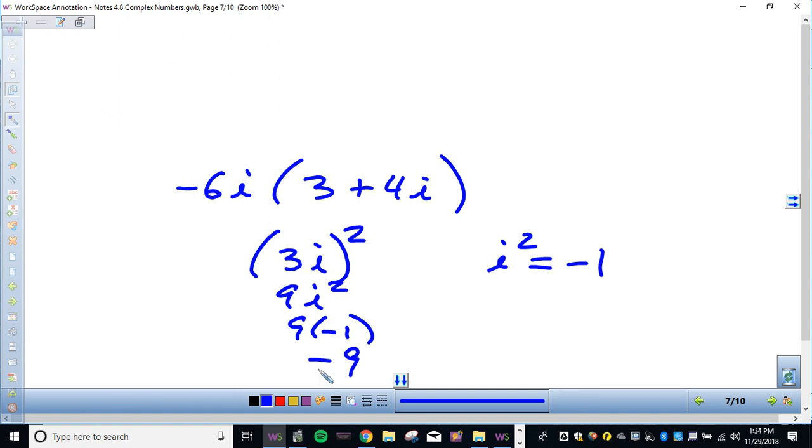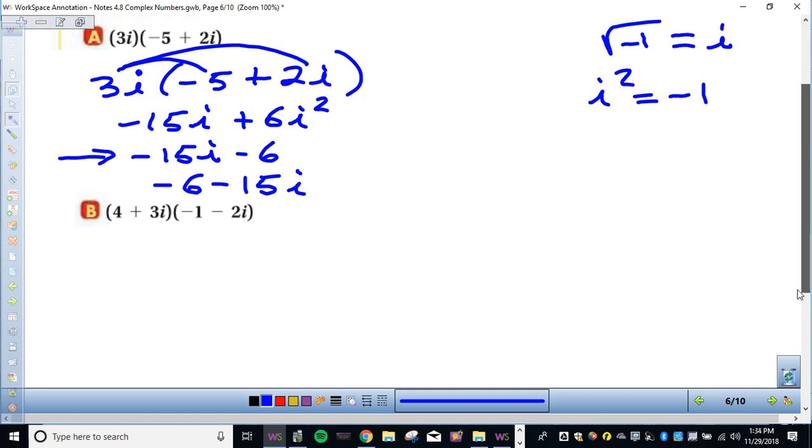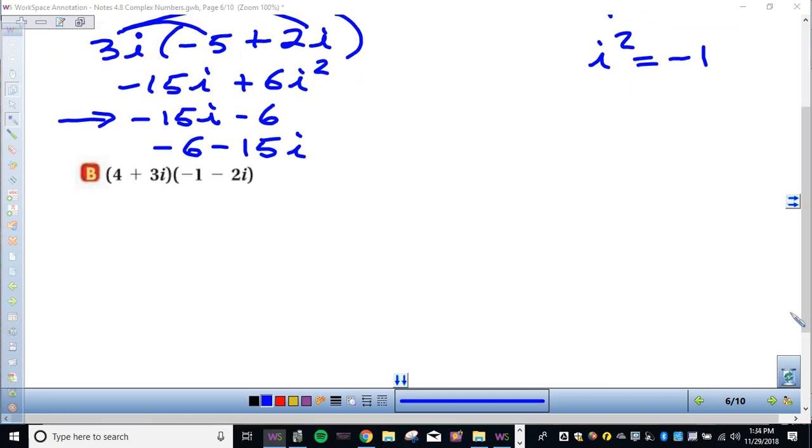Okay, let's do... You should have written that B one down already. We're going to do the box method of foiling.